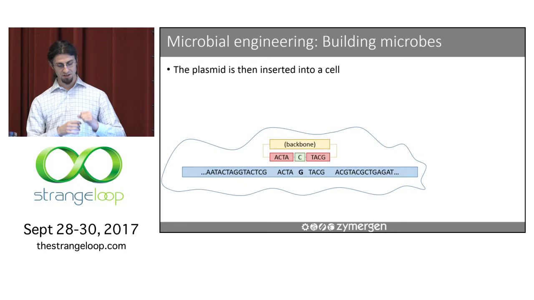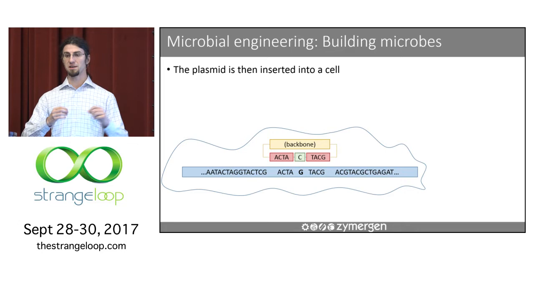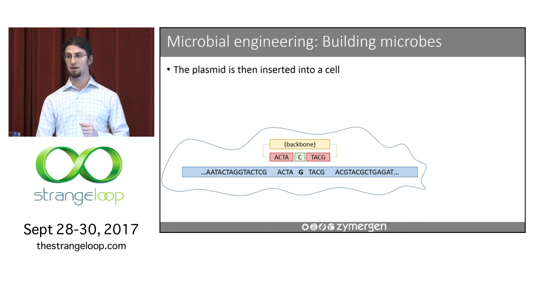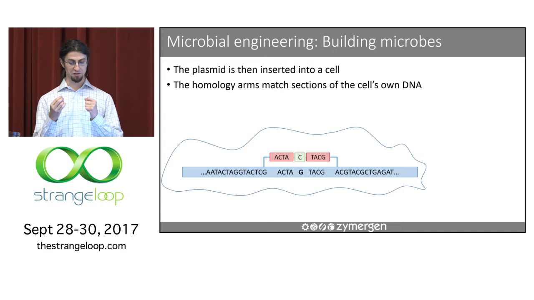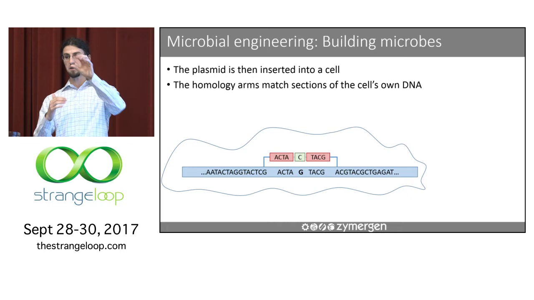As the cell begins to replicate, a protein is going to move along the DNA strand to produce another copy of this DNA. But because the homology regions of our insertion match the DNA exactly, it's possible for this protein to sort of skip onto our plasmid. This is something called crossover.